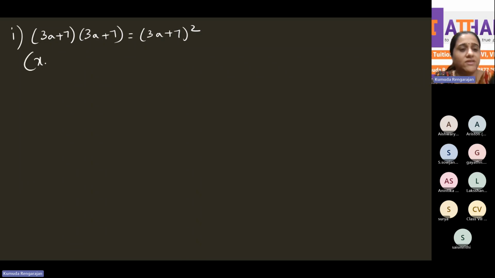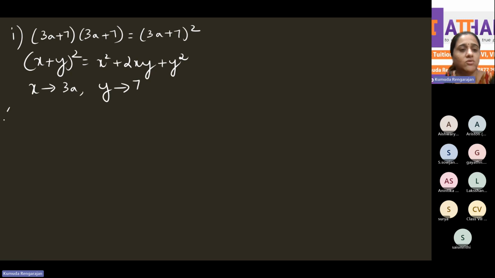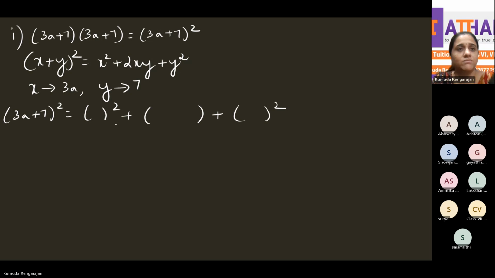So you can treat it as x plus y the whole square, which is x squared plus 2xy plus y squared. So on comparing, what is x? 3a. And what's y? It's 7, right? So 3a plus 7, the whole square is equal to x squared plus 2 into x into y plus y squared. Correct? So 2 into 3a into 7, which is 9a squared plus 42a plus 49.